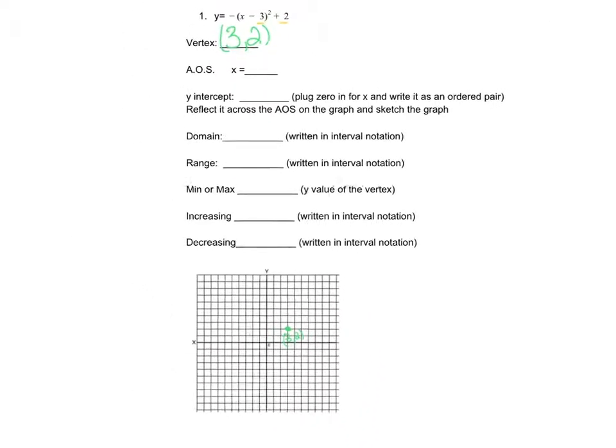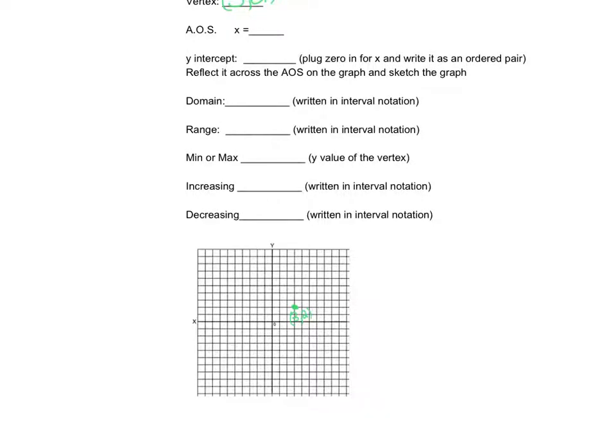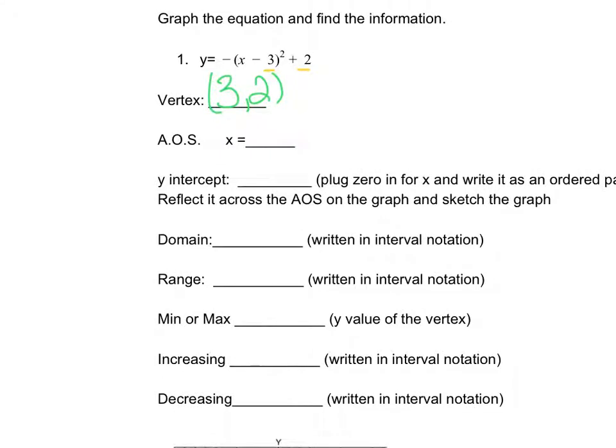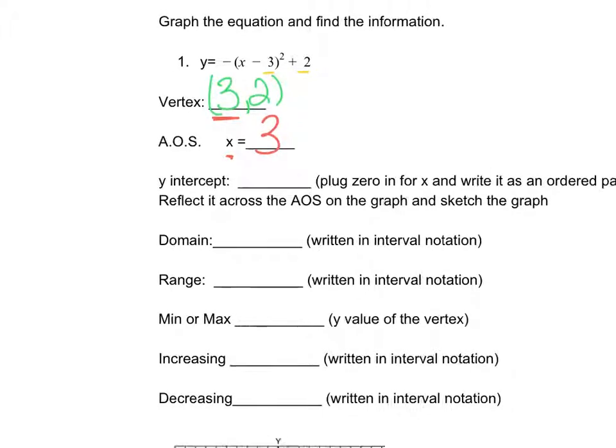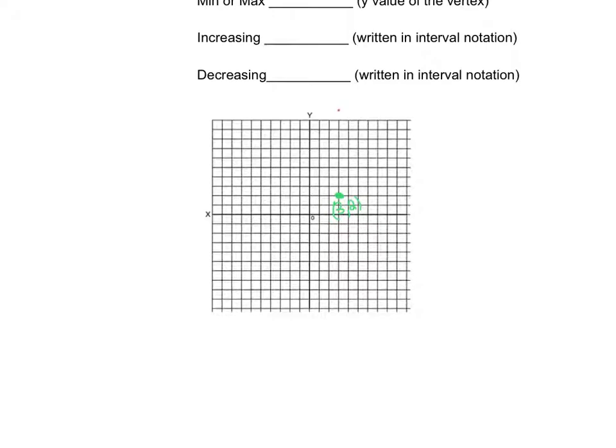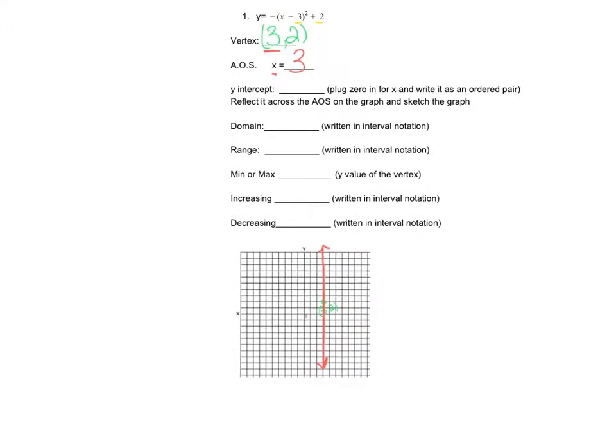Okay, next I have my axis of symmetry. Remember, that's just the vertical line that goes through my vertex. So the x value of my vertex is also the x value of my axis of symmetry. So my vertical line is at x equals 3. So let's go down here and graph x equals 3, going right through there. Okay, so those are all things we've done before.